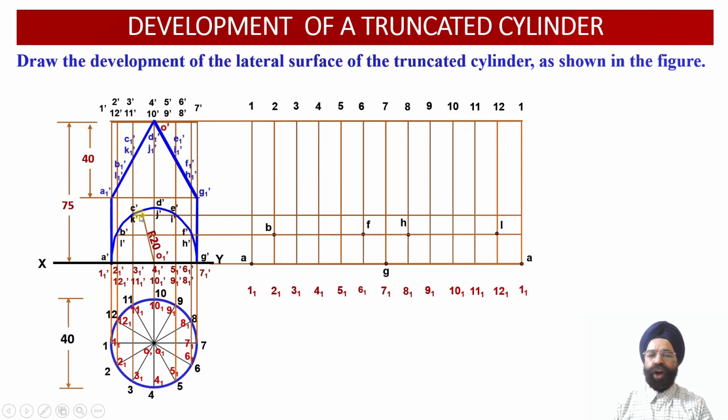So once we draw a horizontal projector through the points C dash and K dash, let us evaluate the intersection of this horizontal projector line with 3 3 1 and 11 11 1. The intersection of this horizontal projector with 3 3 1 will provide us with the location of point C. The intersection of this horizontal projector line with the vertical projector through 11 11 1 will provide us with the location of the point K over here.